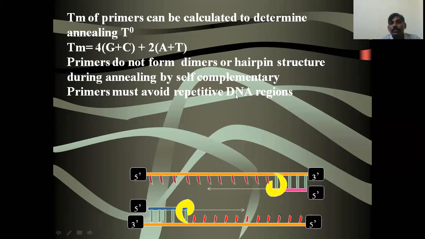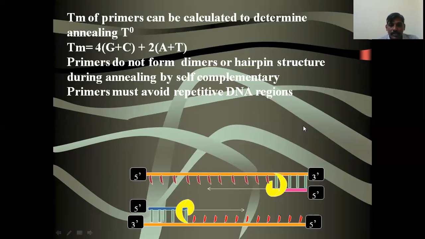Moreover, these primers must avoid repetitive DNA regions. Repetitive DNA means a few nucleotides occur frequently and repeatedly in that portion. Such types of DNA bases are not seen in the primers. Primers have a high GC content, but the GC never repeats continuously. So primers must avoid repetitive DNA regions.